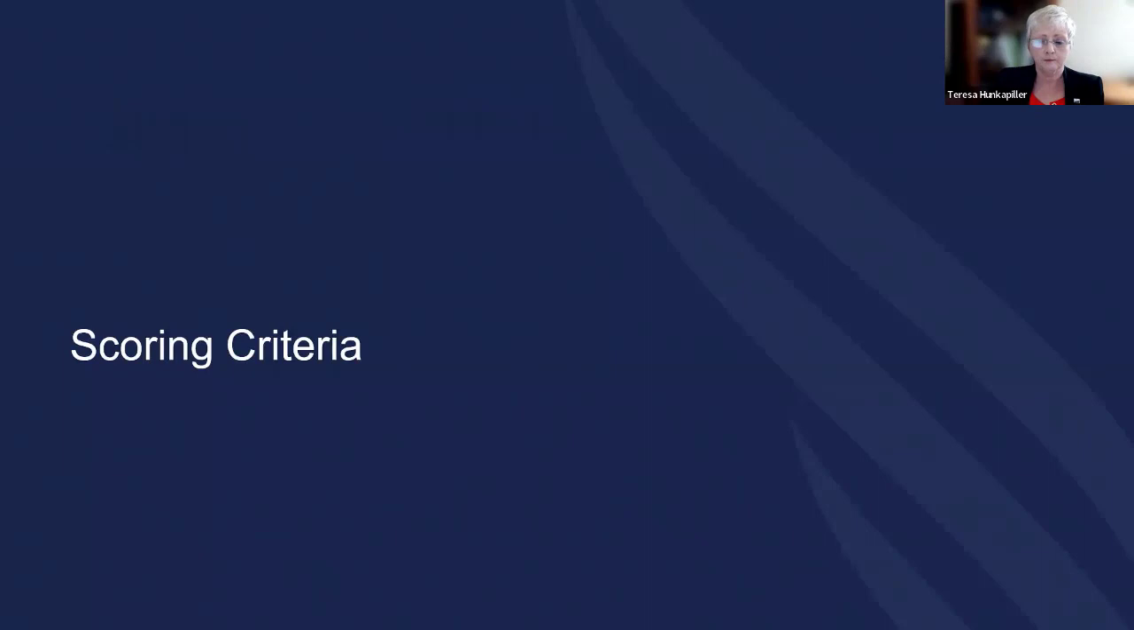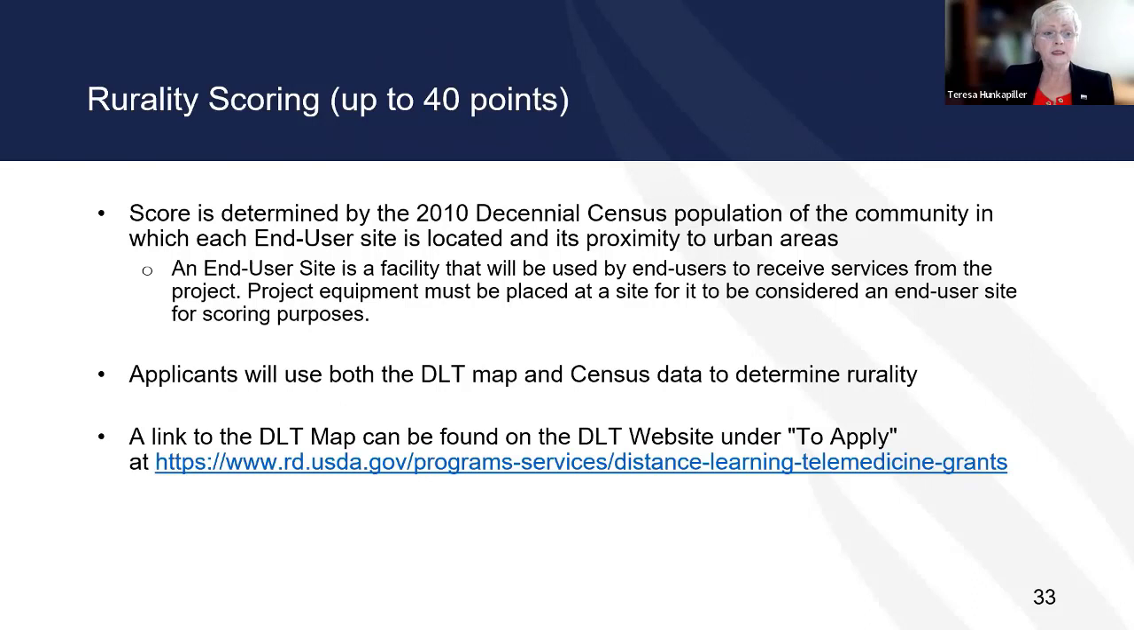Okay, we're still using the 2010 decennial census population on the census site. The end user facilities will be scored. You will need to score them on the rurality site. You have to have a minimum score of 20 for it to be eligible for the program.